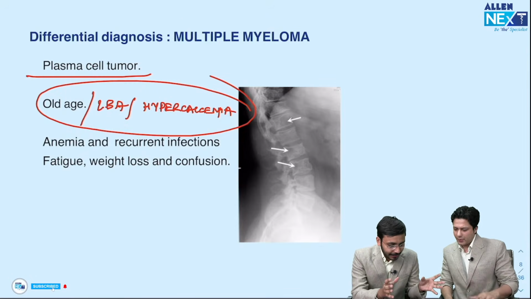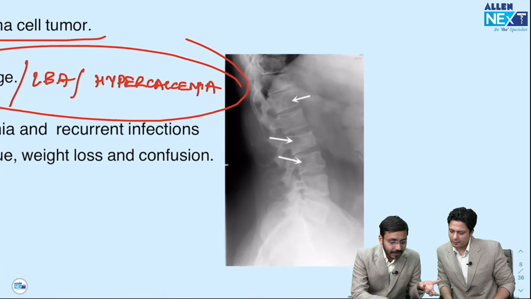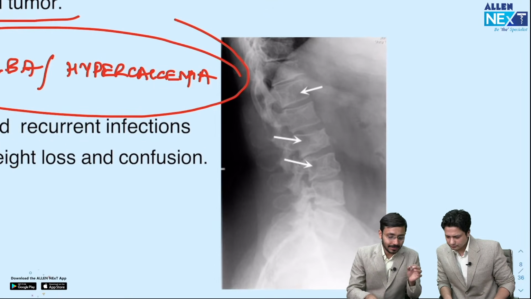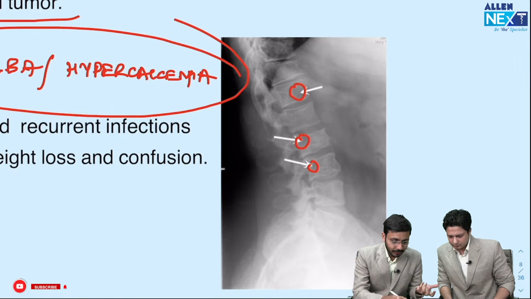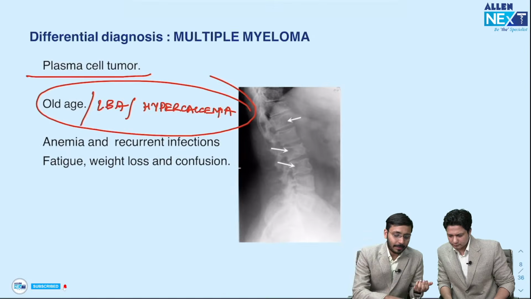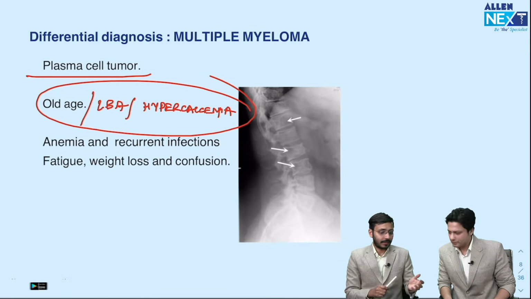And even in the given X-ray, if you're given a case of multiple myeloma, you'll typically see lytic lesions in the vertebral body. Along with the given clinical profile, multiple myeloma diagnosis can be safely made, sir. Exactly, sir.